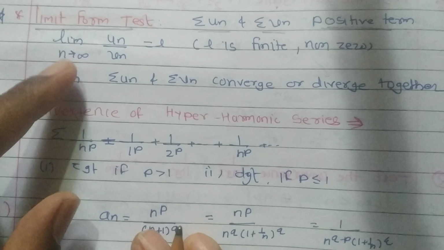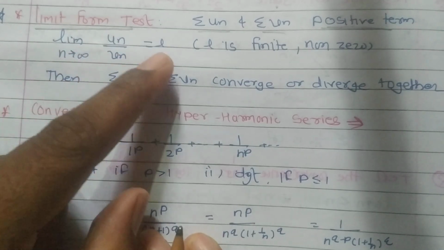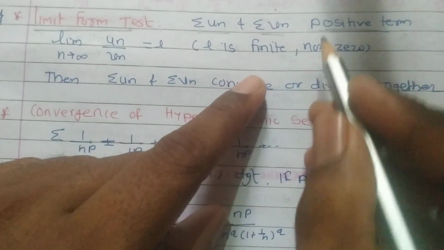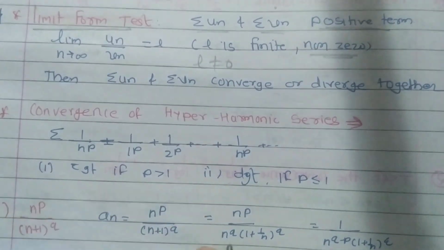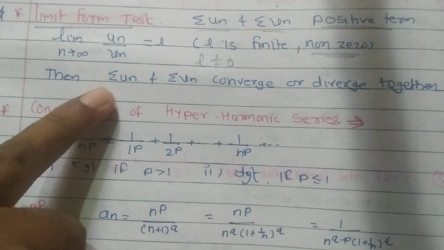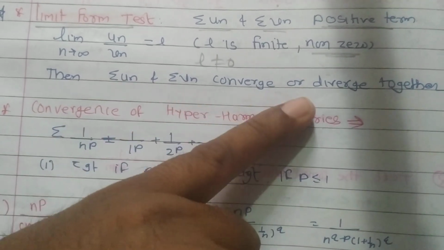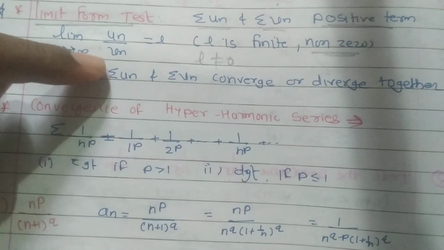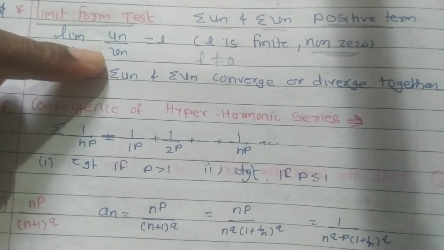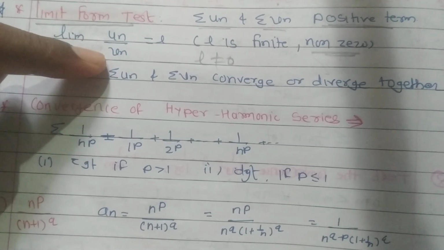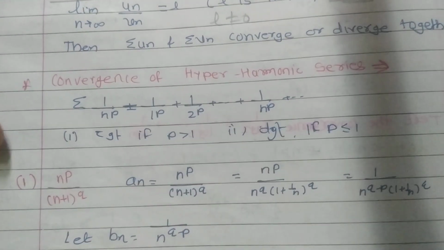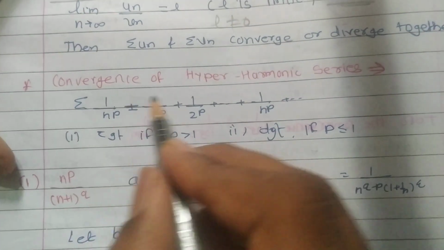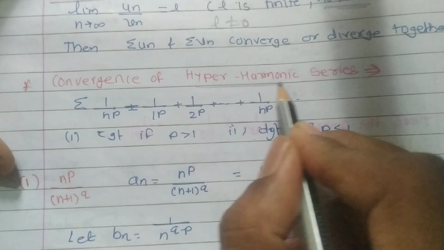If the limit as n tends to infinity of un upon vn is equal to L, where L is finite and non-zero, that is, L is not equal to 0, then un and vn converge or diverge together. That means if vn converges, then un converges; if vn diverges, then un diverges. For this test, we require the convergence of the hyperharmonic series.